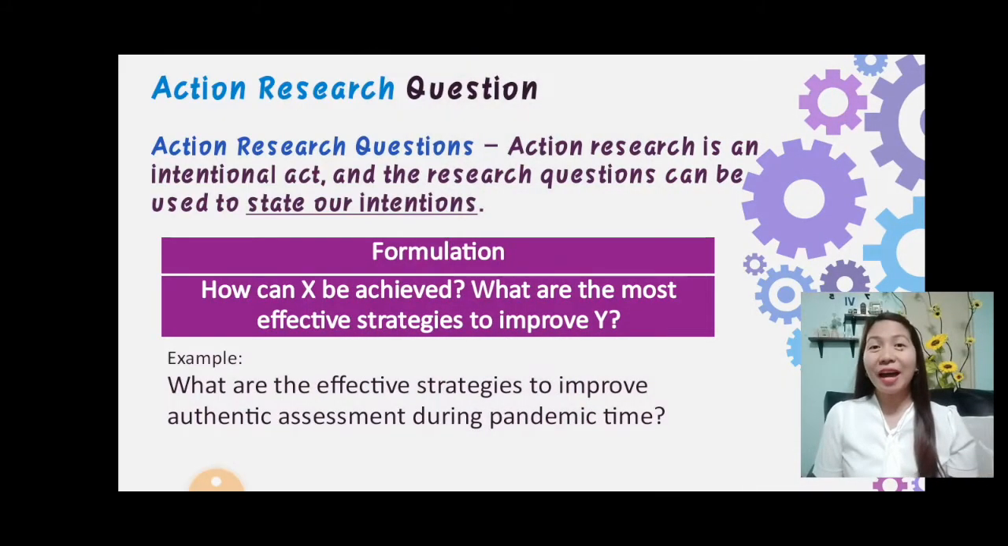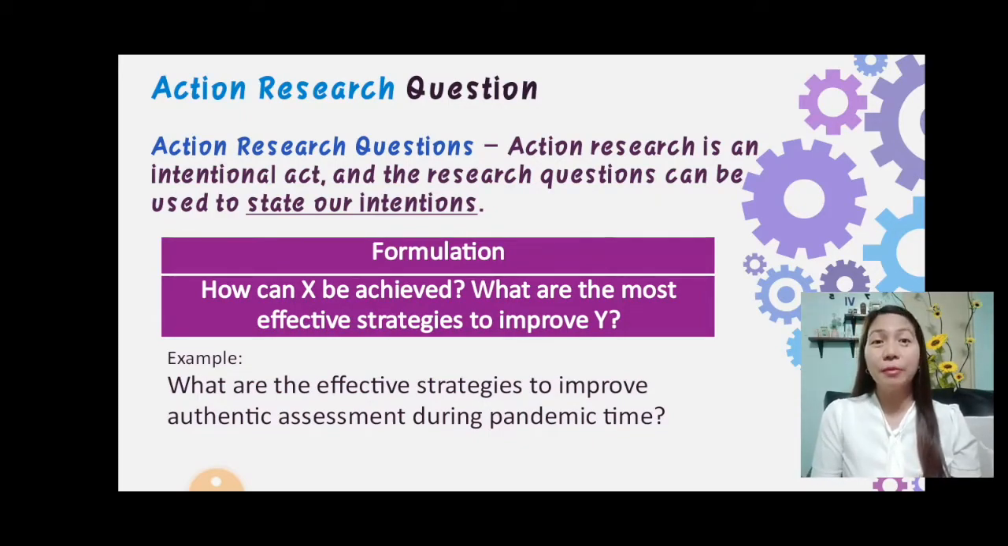And we also have action research questions. Because we know that action research is an intentional act, therefore, the research questions, you're going to use them to state your intentions. So the formulation in writing an action research question, how can X be achieved?